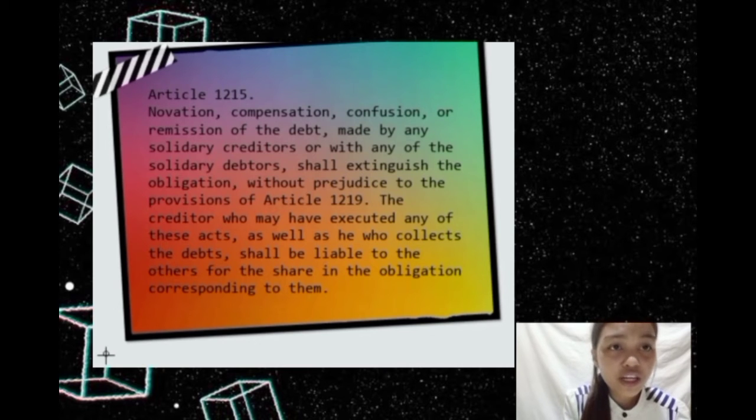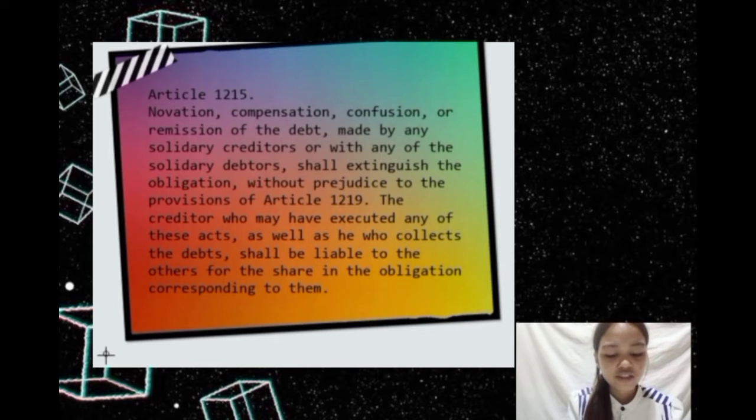So, there are four legal terms in Article 1215. Number 1 is the novation. Novation results in the extinguishment or modification of an obligation. So, novation is the modification of an obligation by, number 1, changing the object or principal conditions of the obligation, or number 2, substituting the person of the debtor.